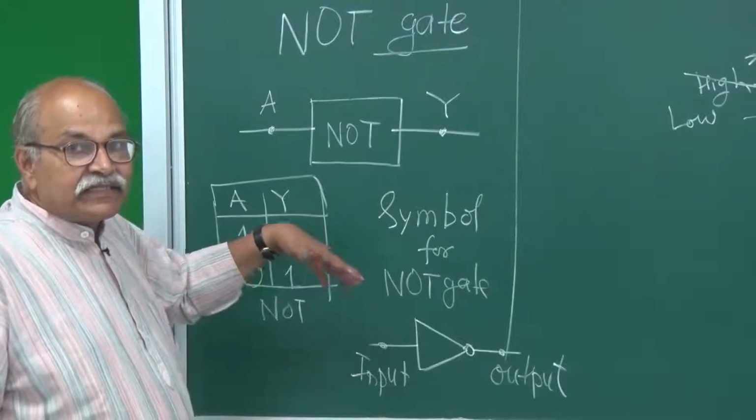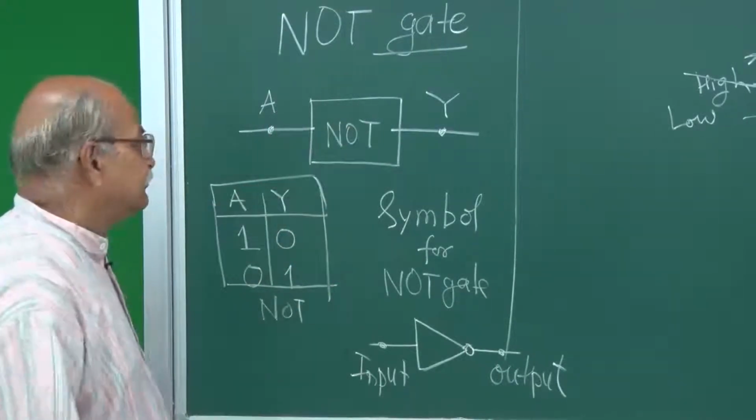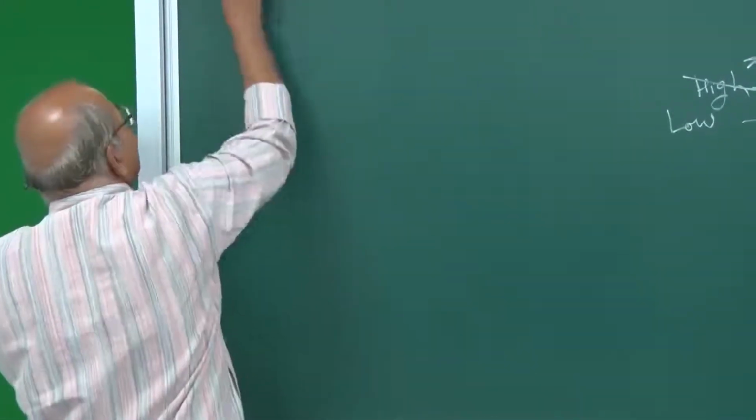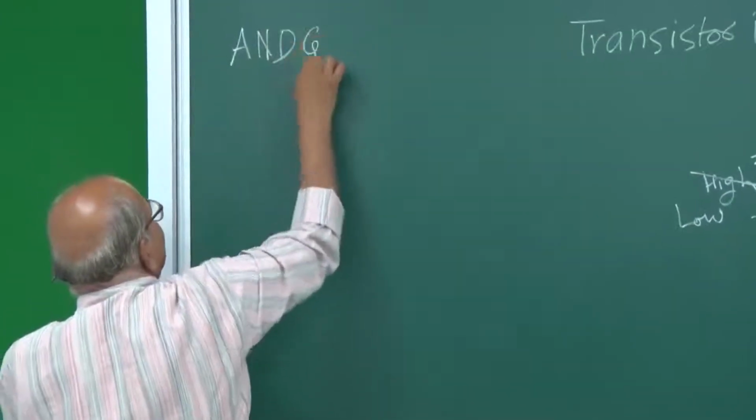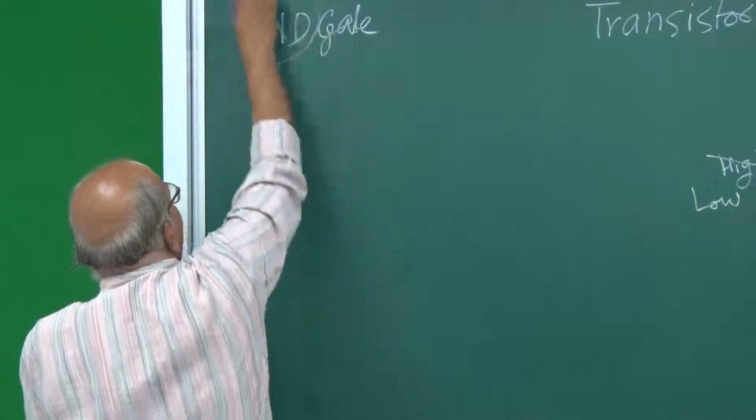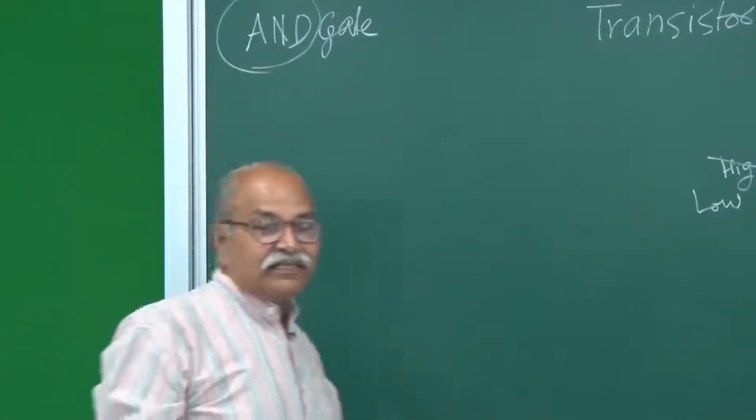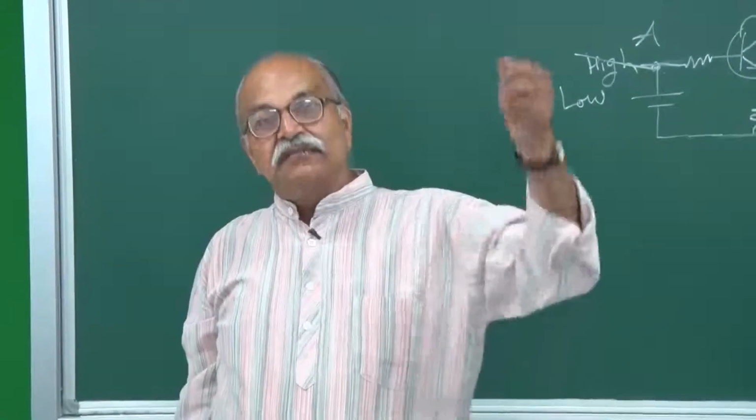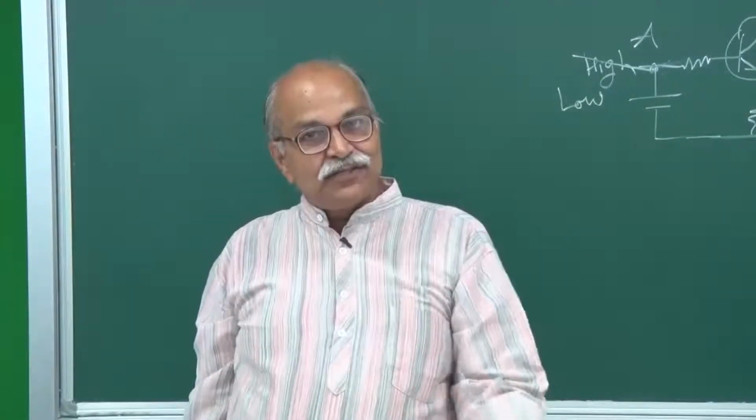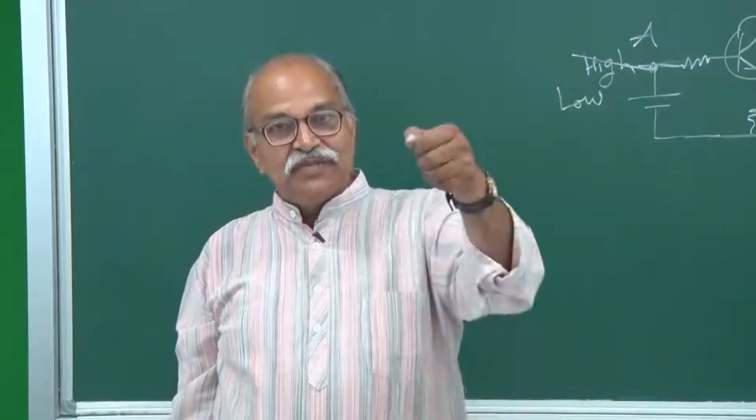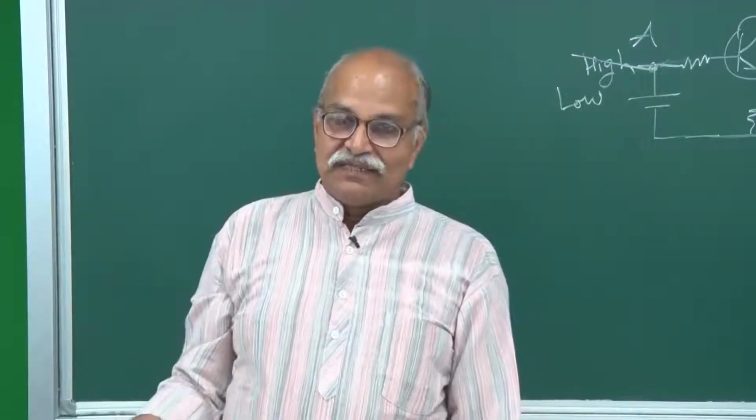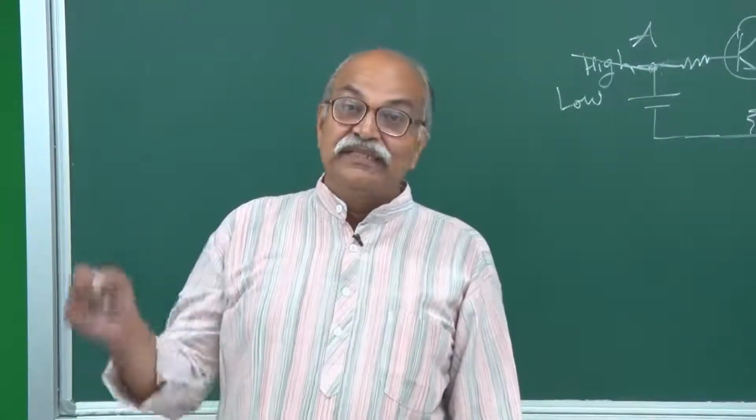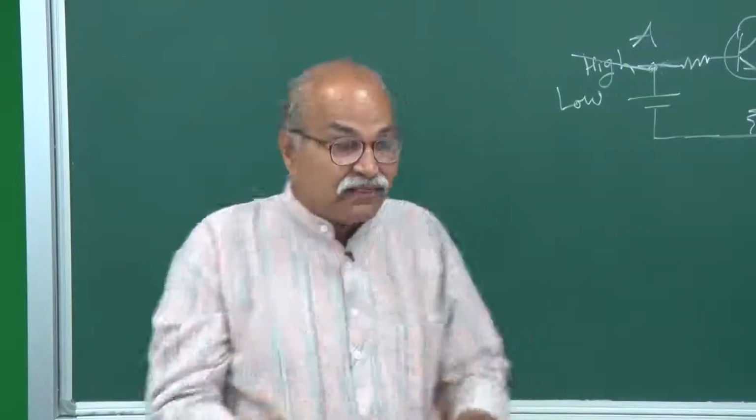Then next, let's take AND gate. It is called AND gate. This AND tells that if all your inputs are high, if you have 2 inputs, the first input should be high and the second input should also be high. So if both the inputs are high, then the output is high, and if any one of them goes to low, or both of them go to low, then the output is low. That is why the name AND.